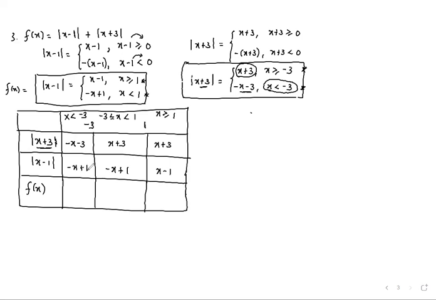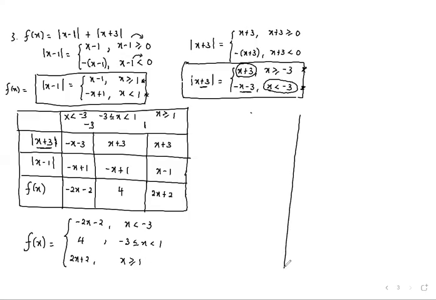Now, to get f, you add the two pieces, the first one plus the second one. So we'll be adding in each interval. We'll have minus 2x minus 2, and then we have 4 here, and we have 2x plus 2 here. So the function has been redefined as a piecewise function of three pieces. The first piece is negative 2x minus 2, on a condition that x is less than negative 3. The second one is 4, if negative 3 is less than x, which is less than 1. And then we have 2x plus 2, if x is greater or equal to 1.